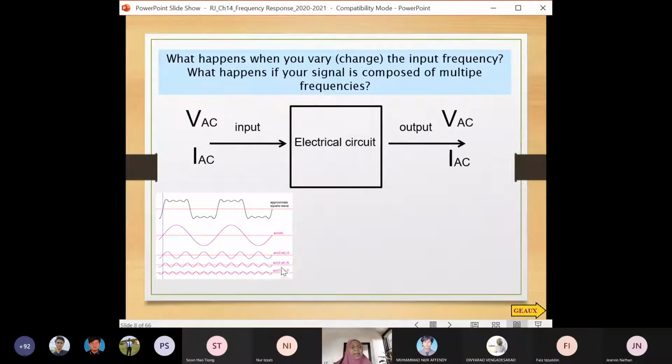And this one is sine 5 omega t over 5, which means 1/5 of the magnitude. And so on. The last one is sine 7 omega t over 7. These are just harmonics of the signals.